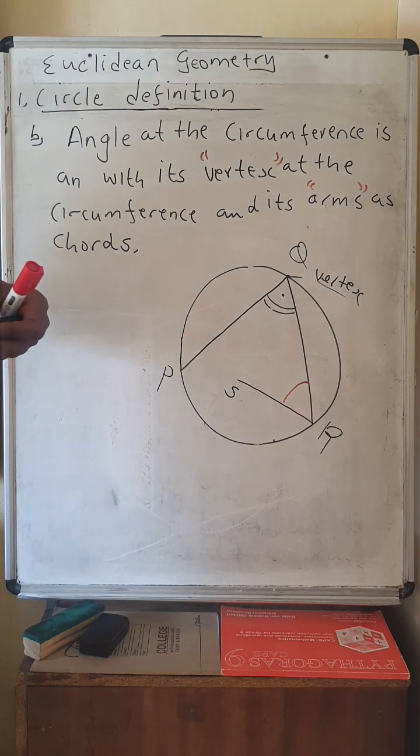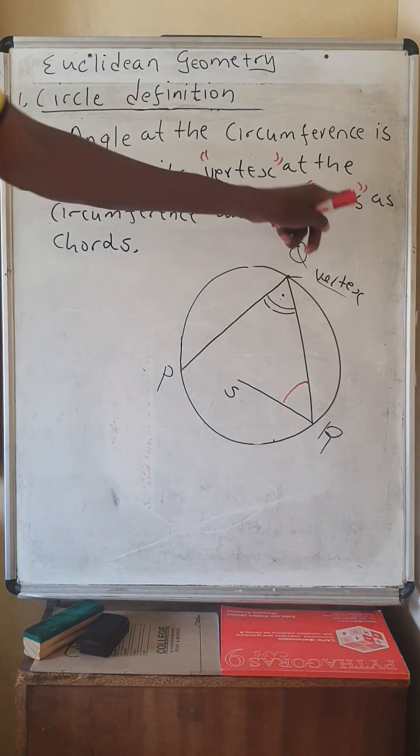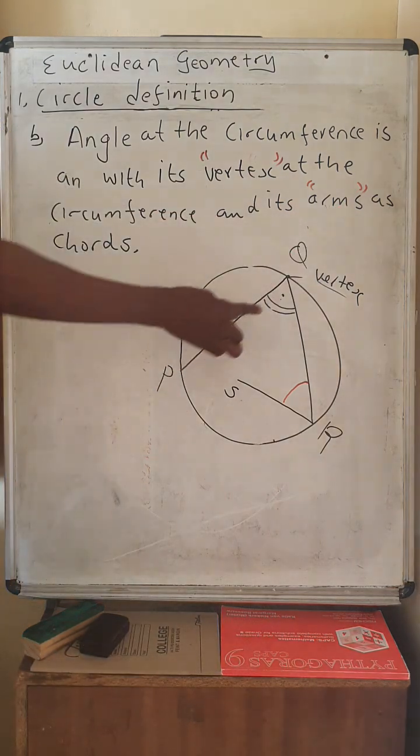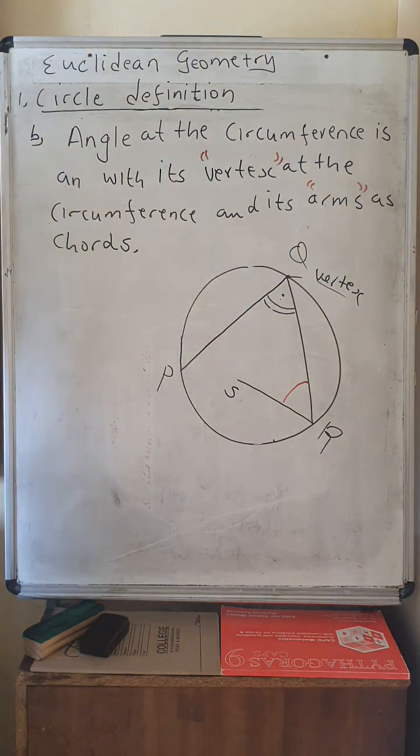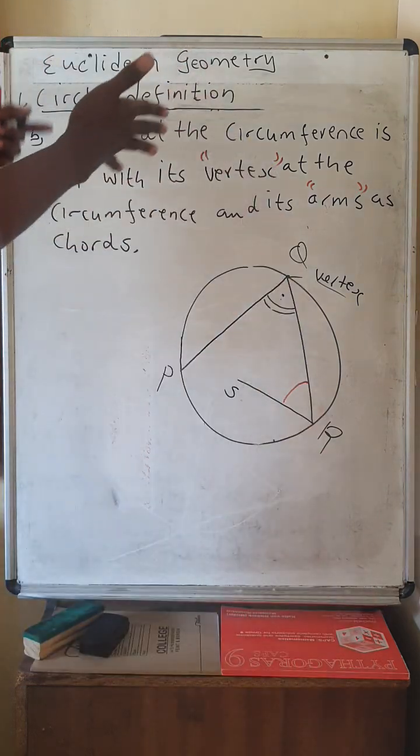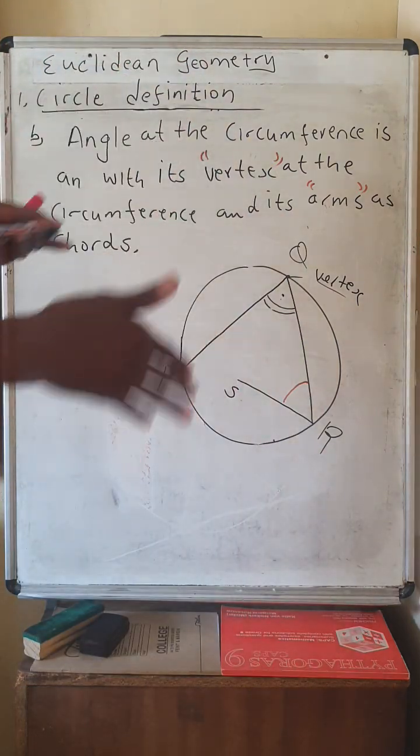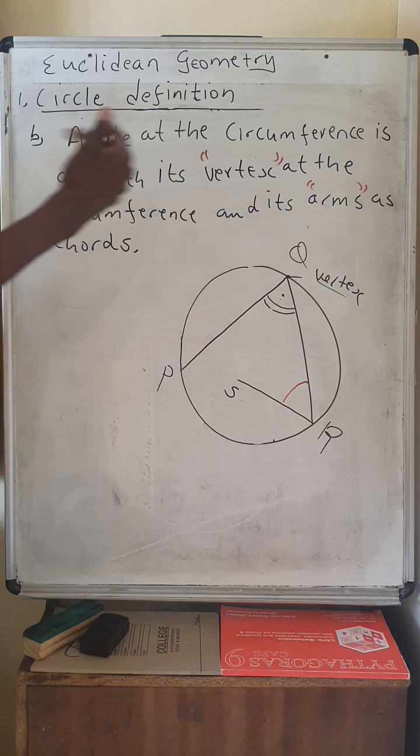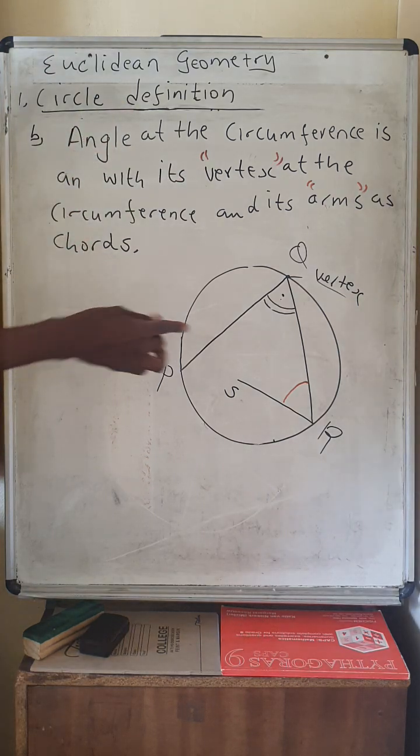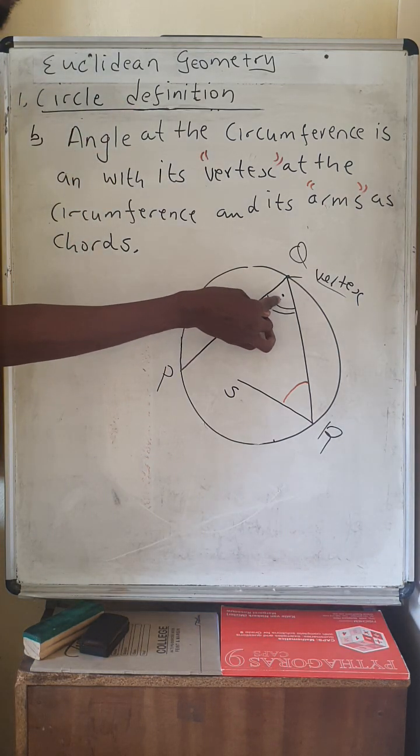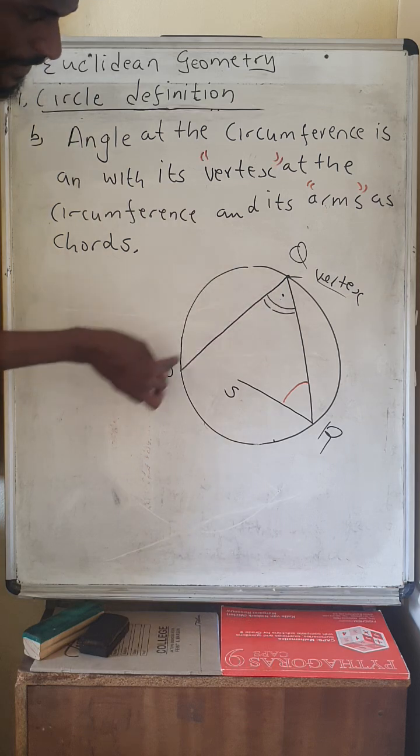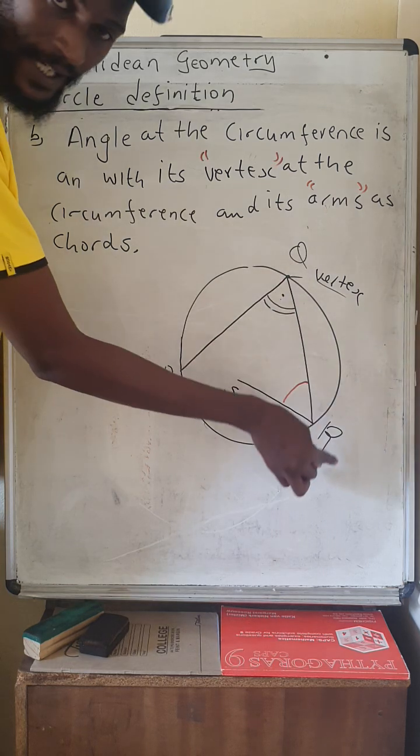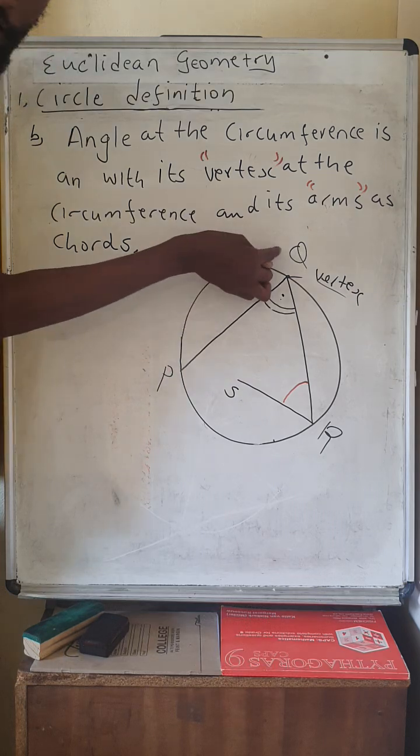Now, is that enough for us to conclude? No, it's not enough. What are we left with? We are left with the arms. Are the arms of this angle chords? Do we know what a chord is? Yes, it was discussed under circle terminology. So, as you can see here, let us go to the arms. What are the arms of angle Q? The arms of angle Q are PQ and QR.